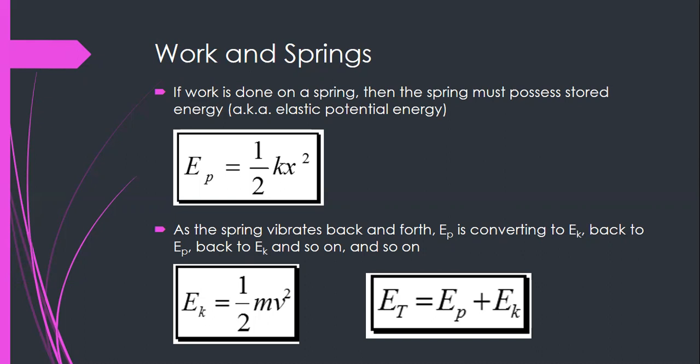when it returns to equilibrium, and then back to kinetic energy again, and so on. So it continues like that. The kinetic energy is given as half mv squared. And then we have the total energy, which is the sum of the potential energy and the kinetic energy.